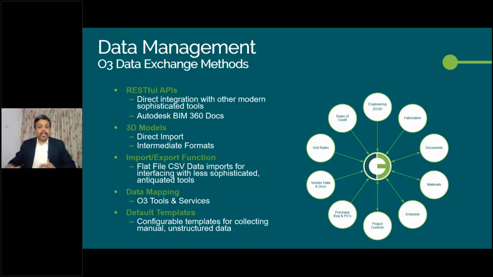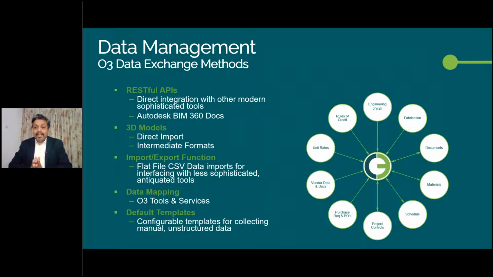For 3D model and graphical data, we use direct import and also intermediate format. O3 uses the Autodesk Forge app for 3D visualization and graphical work packaging. We will discuss this in our support. We will discuss the supported formats very soon. We have direct integration with the BIM Autodesk BIM 360 Docs. Flat file formats: in addition to all this, O3 supports flat data import and export. O3 has a tool for data mapping. We will look at this in a minute.